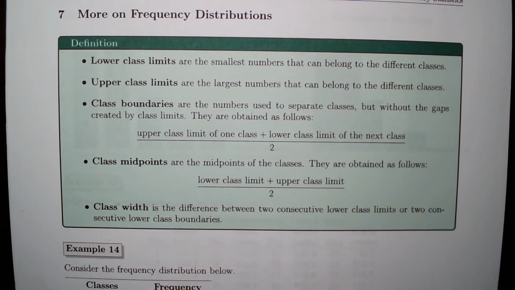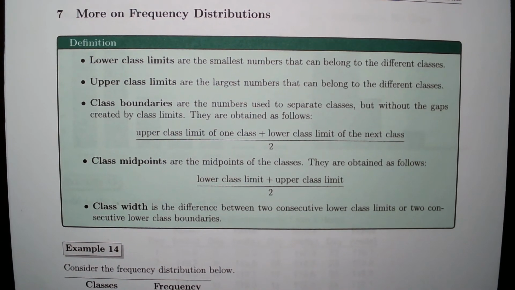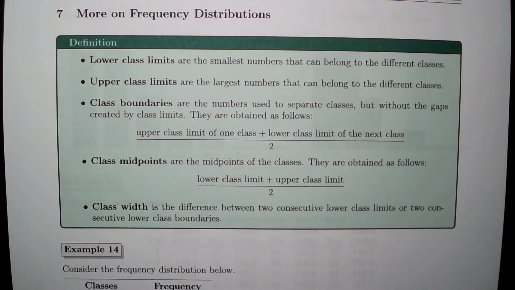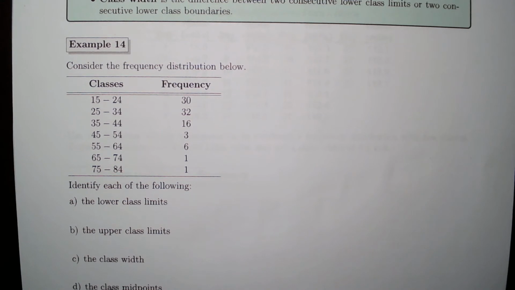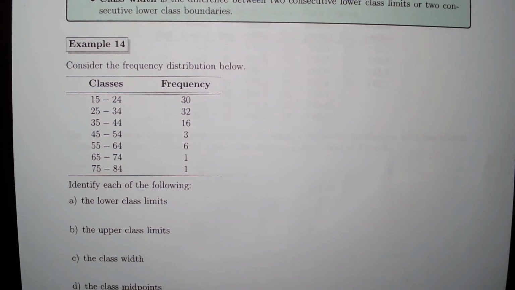We also called it class size. That's the difference between 2 consecutive lower class limits or 2 consecutive lower class boundaries. So we have this example. Consider the frequency distribution below. It's given in classes and the corresponding frequency. Alright, so identify each of the following.